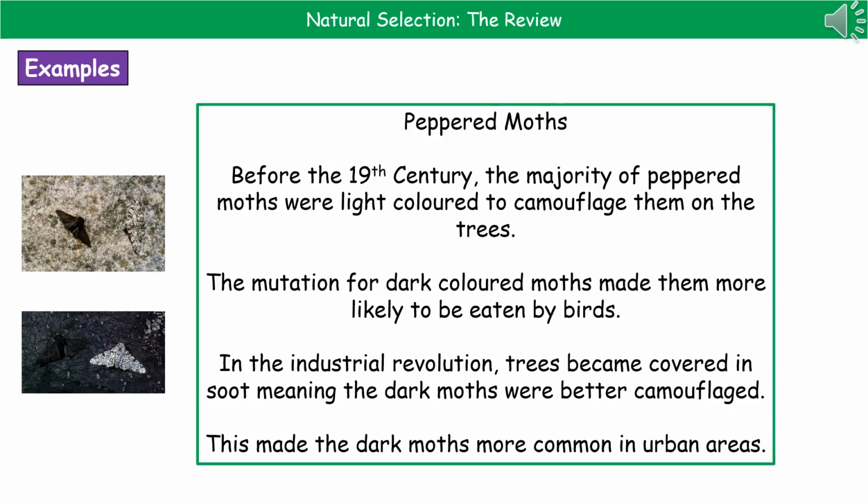What we then found was that any that were dark in colour and had that mutation for the dark colouring, then they were more likely to be eaten by the birds, hence why they were in a lower amount in the population. When the Industrial Revolution rolled around, then we had a whole load of soot and pollution in our environment, and the trees became covered in that soot. And it meant that actually at that point, those moths with the mutation for the dark colouring were better camouflaged than light colour ones, as you can see in the second picture. So that meant that the dark coloured moths became more common in the urban areas, and that can all be explained by the process of natural selection.